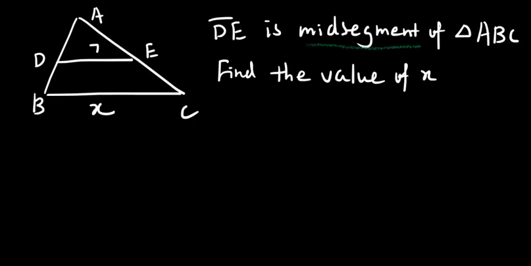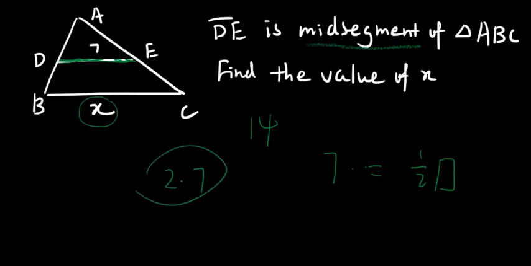If this segment DE is a midsegment of triangle ABC and it's 7, what is X? Did you immediately say that's 14? Good work, because 7 is half of a number. What's this number? That number is 14. Or you can say X doubles the size of 7, that's 14. Okay, either way works well.